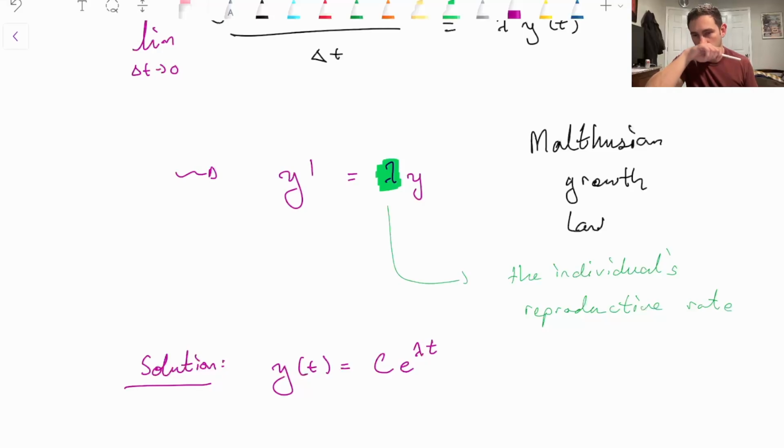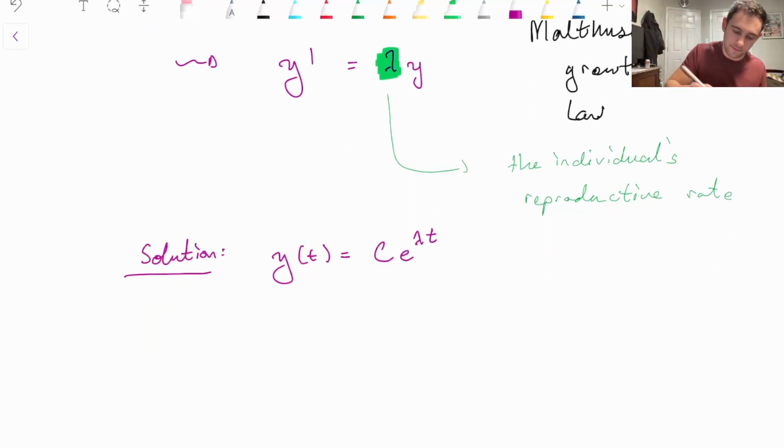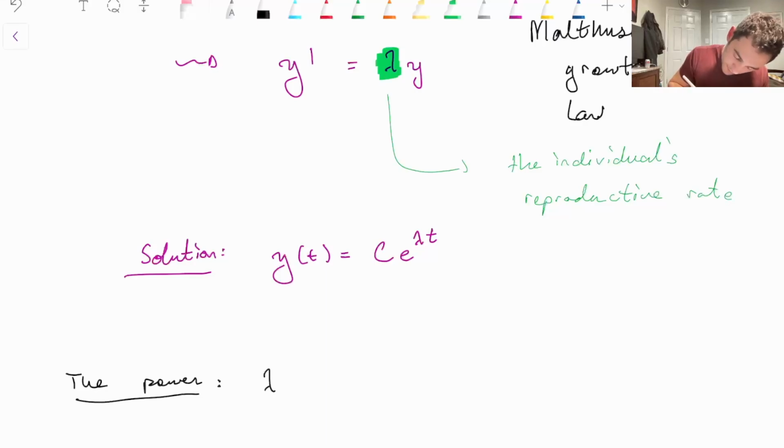Now, the magic of this growth law is that nothing about our argument necessitated that lambda be a constant. So this is where the real power comes in. Lambda, the rate at which each individual is reproducing, need not be constant.